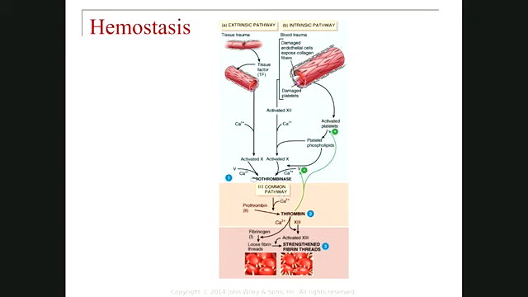Pay attention. In all of the cascades, in all of the process which we have in our intrinsic pathway, we need, let me draw it for you, we need calcium ion. So pay attention, the calcium ion is very important for our blood clotting.